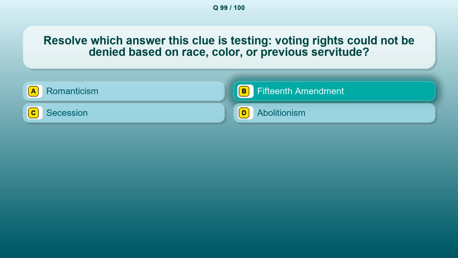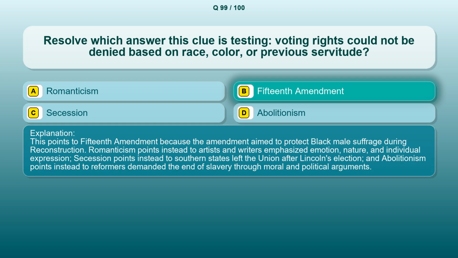The correct answer is option B, 15th Amendment. This points to 15th Amendment because the amendment aimed to protect black male suffrage during Reconstruction. Romanticism points instead to artists and writers emphasized emotion, nature, and individual expression. Secession points instead to Southern states left the Union after Lincoln's election, and abolitionism points instead to reformers demanded the end of slavery through moral and political arguments.